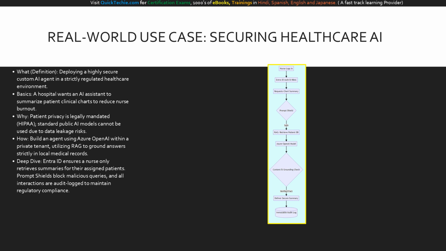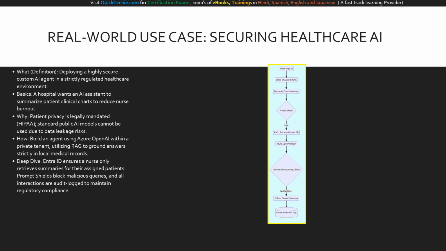Our final diagram maps out the secure healthcare AI workflow. We start with a nurse logging in, which immediately triggers Entra ID and RBC to establish their exact permissions. When they request a chart summary, the text hits the prompt shield to verify safety. The verified request triggers RAG to securely pull data exclusively from the permitted patient database. This clean data enters the Azure OpenAI model to generate the summary. The output then undergoes a content and grounding check to guarantee no medical hallucinations occurred. Only then is the secure summary delivered.